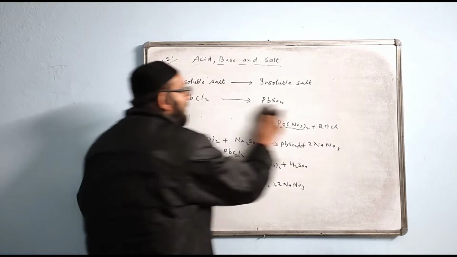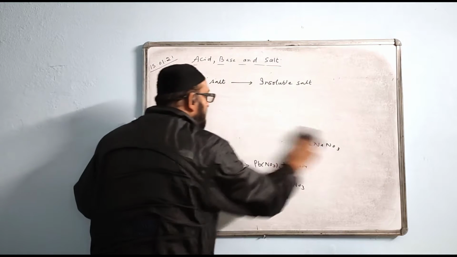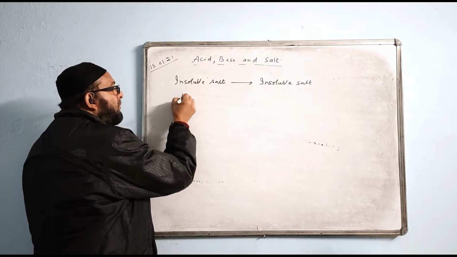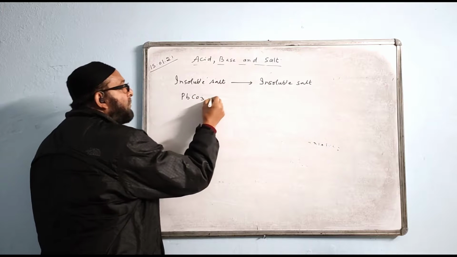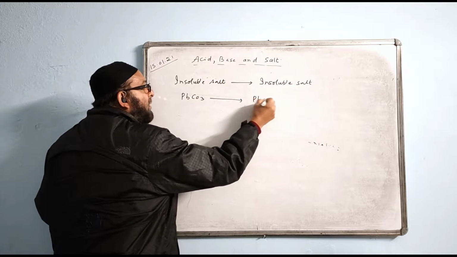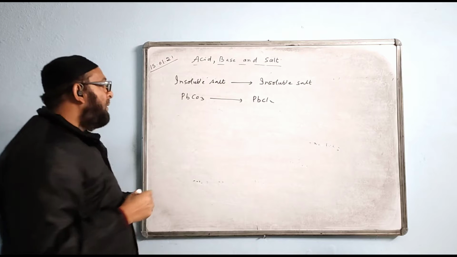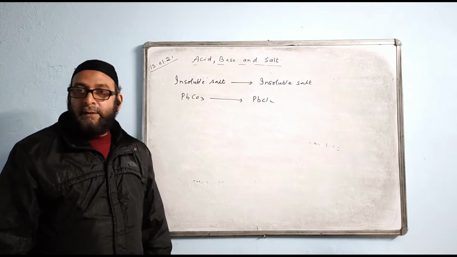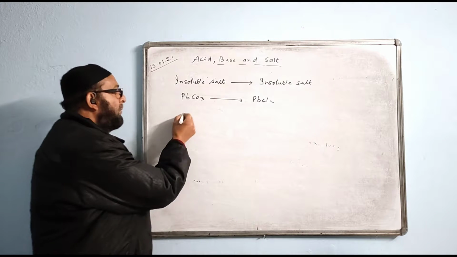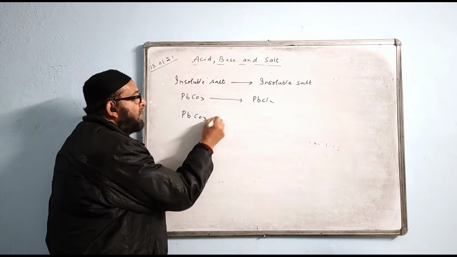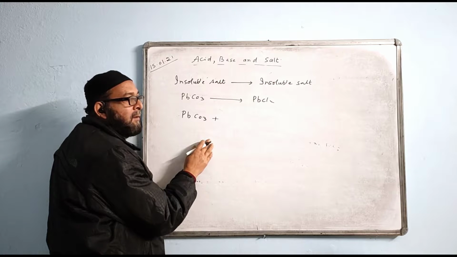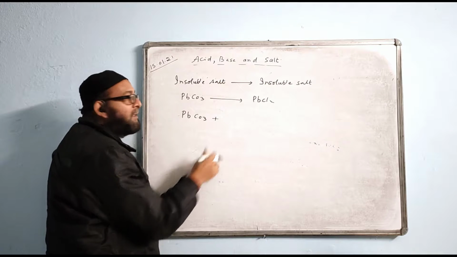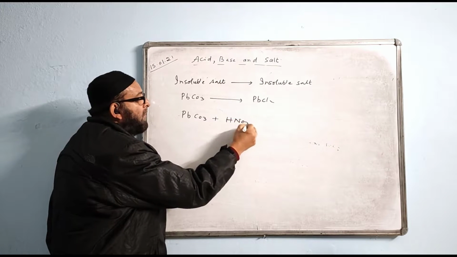Now I give another target. You are given lead carbonate and you have to make PbCl2. Tell me how you will make it. Lead carbonate is an insoluble salt and PbCl2 is another insoluble salt. How will you make it? Plus, you can take sodium nitrate also. Let us take HNO3.